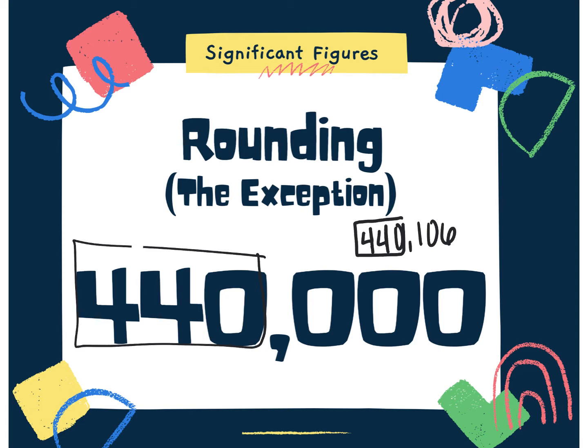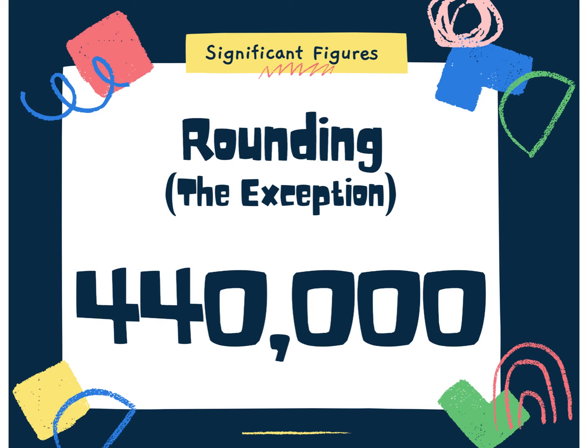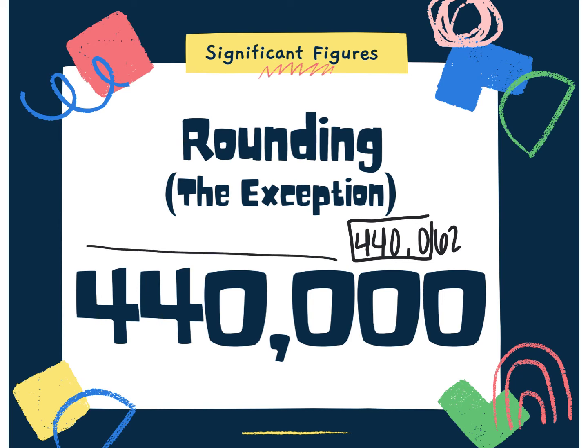Let's say instead that this population started out at 440,062. And let's say this number had been rounded to the hundreds place, in which case all four of these digits would be significant. The idea here is that every value that is known and one value that has been rounded are significant.